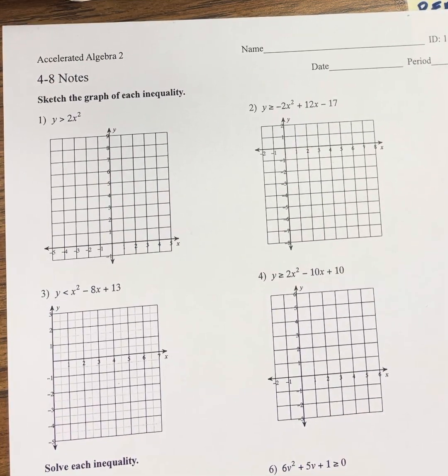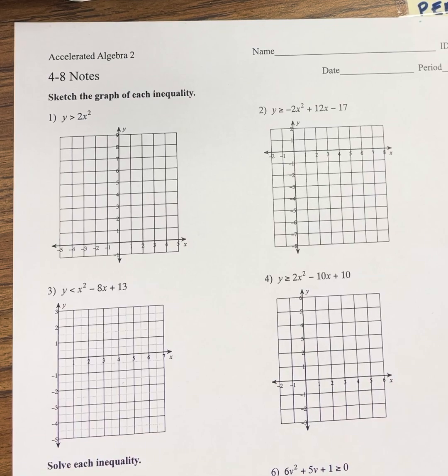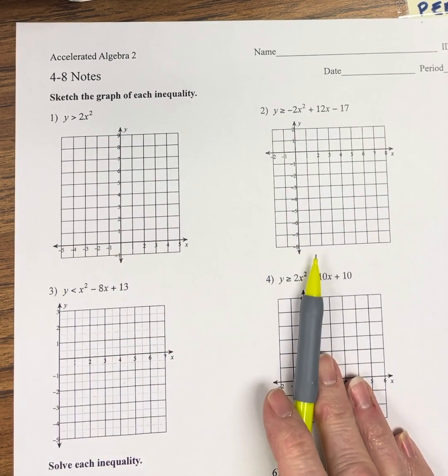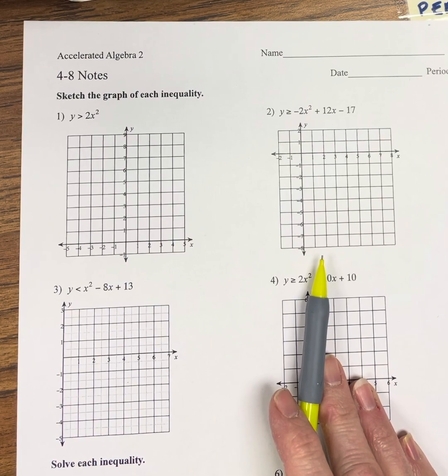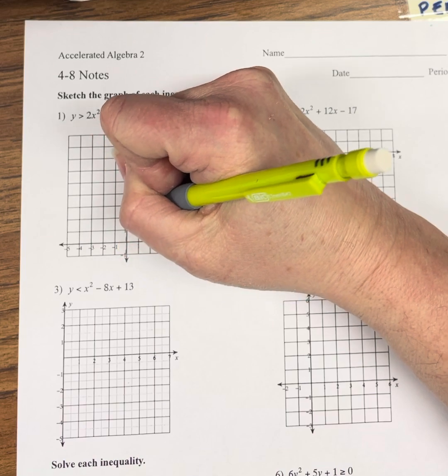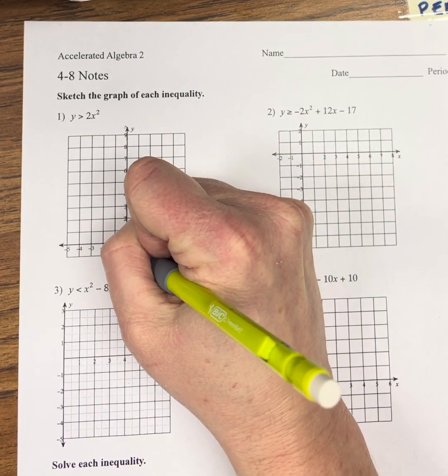This is Algebra 2, Lesson 4.8, which is on graphing inequalities. We're going to have graphing inequalities and we're going to have solving inequalities. So, graphing inequalities, these are all in standard form. We want to draw a dotted line for our axis of symmetry and graph our vertex.